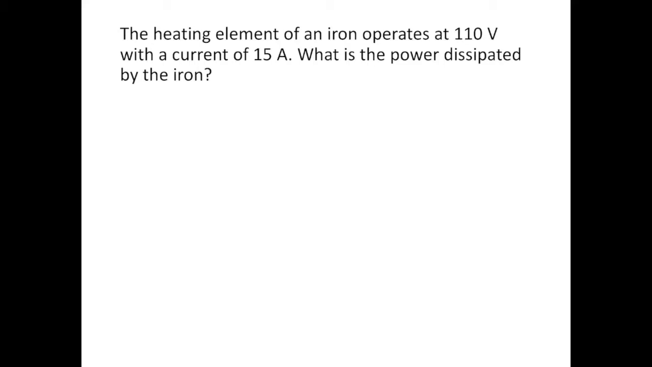Here we're looking for power again. You have the heating element of an iron. It operates at 110 volts with a current of 15 amps. And what is the power dissipated by the iron? Just power. So we have V equals 110 volts, I equals 15 amps, P equals question mark.